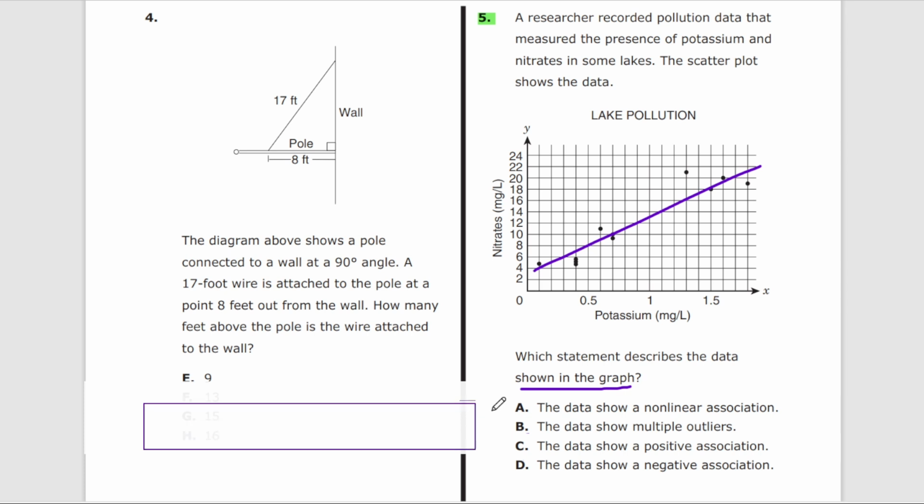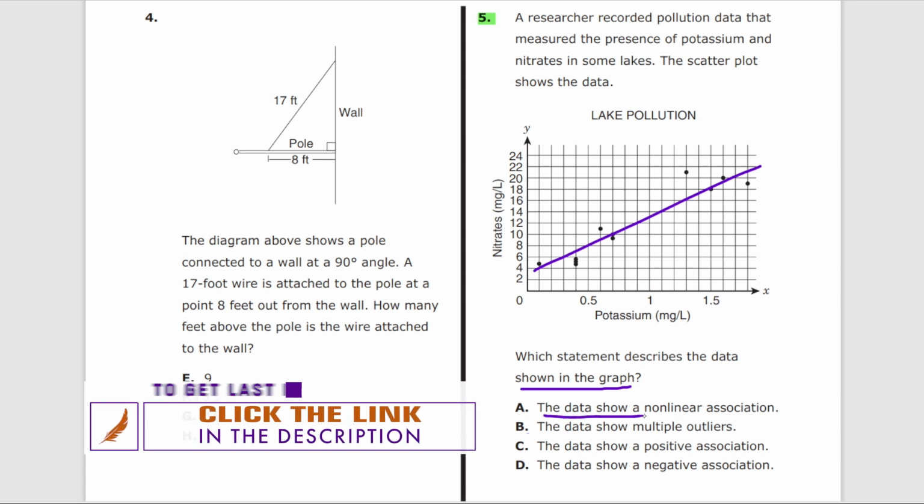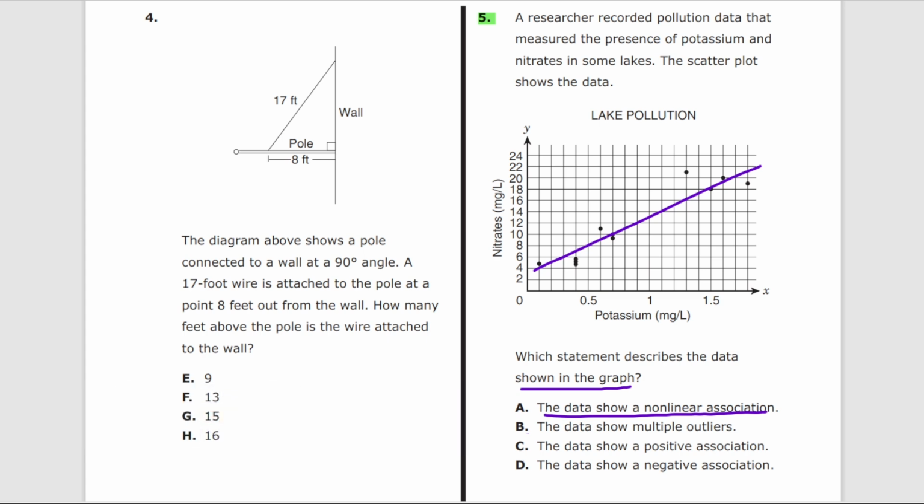So let's go through the options. A, the data show a nonlinear association. We don't know. Nonlinear association means that it cannot be described as a line. It pretty much could be described as a line, so A is probably wrong. B, the data show multiple outliers, so maybe these are outliers, but they're not critical, so maybe B is wrong.